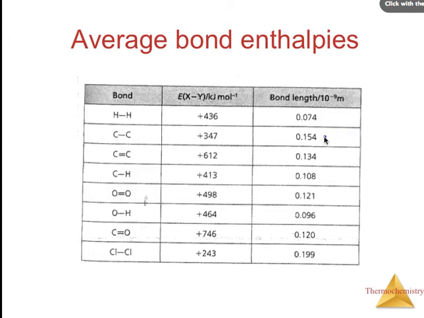Take a look at the average bond length too. If we look at the carbon single bond compared to the carbon double bond, the carbon single bond is longer than the double bond, and that's also a trend. The stronger the bond, the shorter the bond. Multiple bonds are stronger than single bonds, all else being equal.